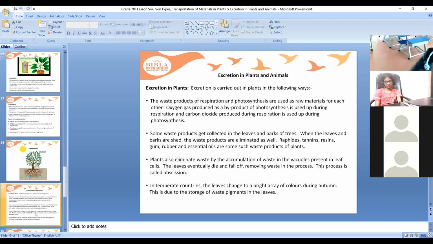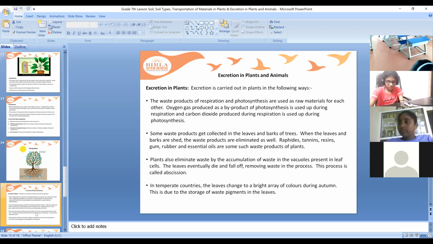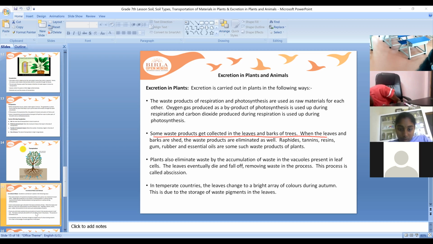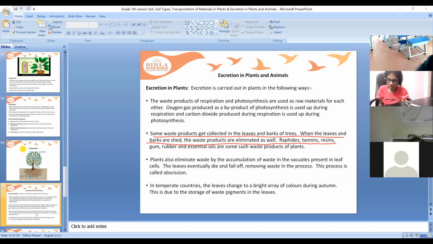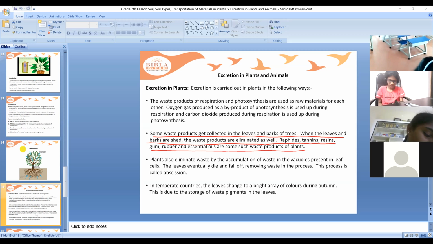Underline these, children. These are the waste products of plants. Underline it in your course book. What are those waste products? They are barks which are shed, the outer layer, and the raphides, tannins, resins, gum, essential oils are such waste products of plants. Please underline it.